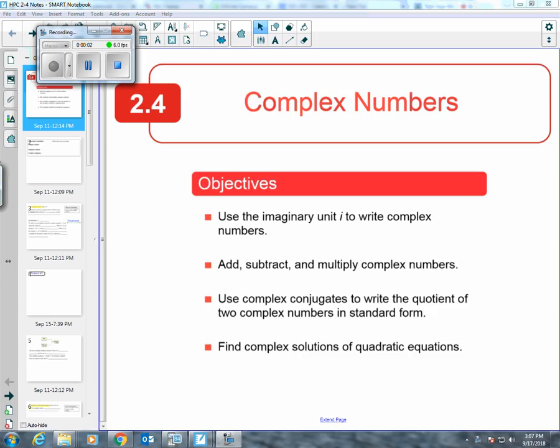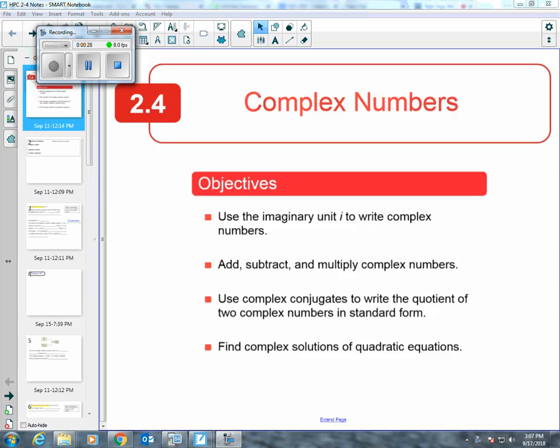Alrighty, everybody. So this is 2-4 complex numbers. So our objectives, our essential questions today, are to work with imaginary units. So what are imaginary values, complex numbers, to be able to do operations with them. So number 2 here, add, subtract, multiply, and divide. To be able to use what a complex conjugate is to write quotients, and then to be able to find solutions to quadratics that aren't real.